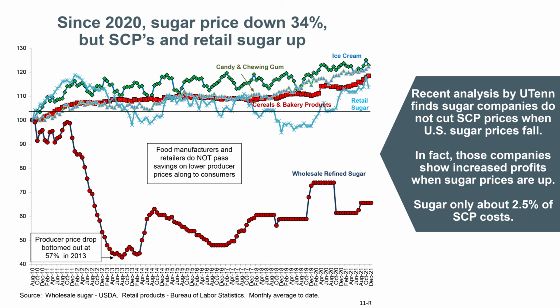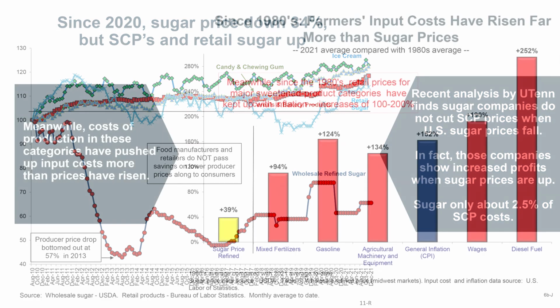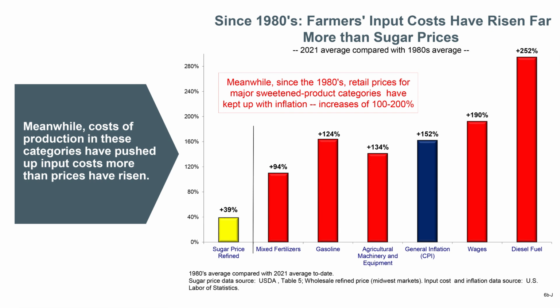This chart shows that to a certain degree, the wholesale refined price in the U.S., as I mentioned earlier, has fallen a little bit since 2010, but at the same time, prices for ice cream, candy, bakery products, at retail, of course, are going up. So these are the kind of arguments we use to rebut some of those statements that we hear from some of our customers.